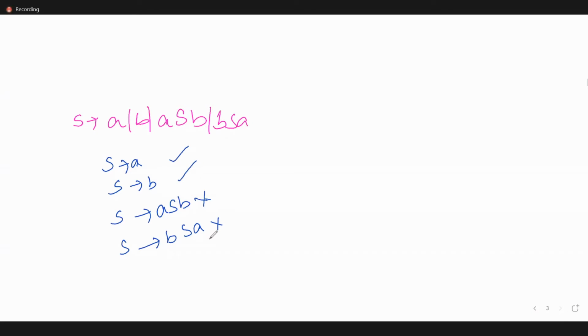Third and fourth one are not in GNF format. So third and fourth one are not in GNF, which means we have to arrange them in the GNF format. How can we arrange that? I'm taking X tends to A and Y tends to B. In place of this B, I'm replacing Y. In place of this A, I'm replacing X, which means X tends to A or B, both are in GNF.